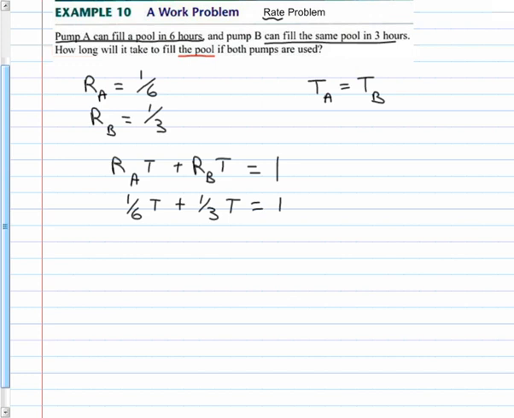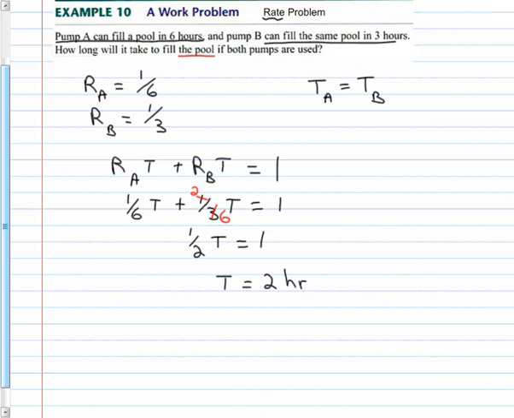Well, these are already like terms. Now I might need a common denominator of 6, so that's 2/6. So what do you get when you add those together? 3/6, or 1/2 T equals 1. How do you get rid of that 1/2? Multiply by the reciprocal, which will give me 2. 2 what? What did we just find?